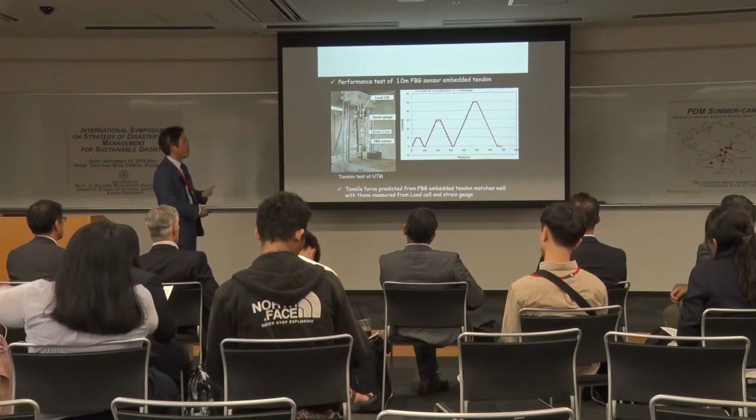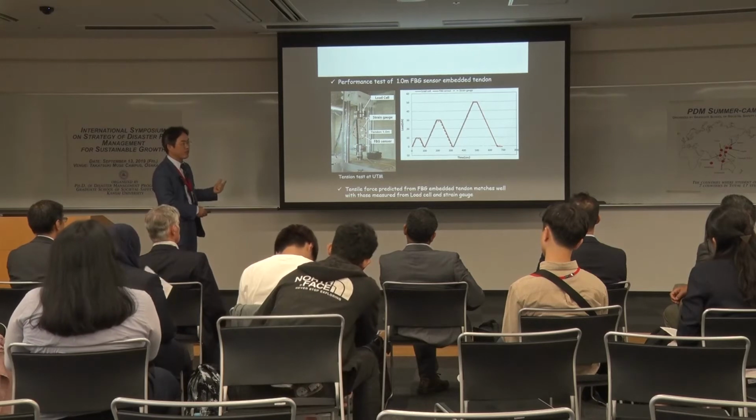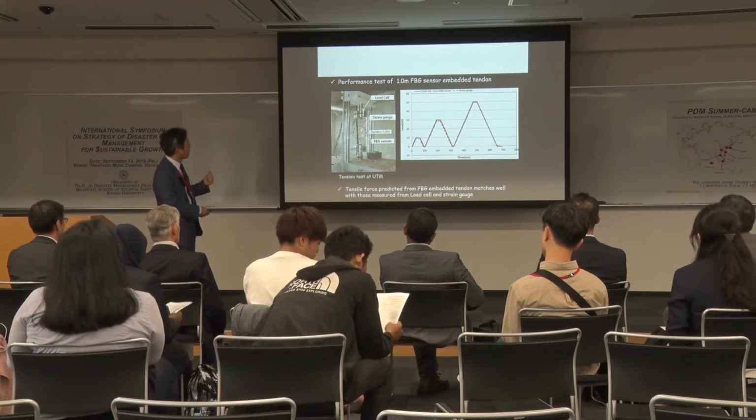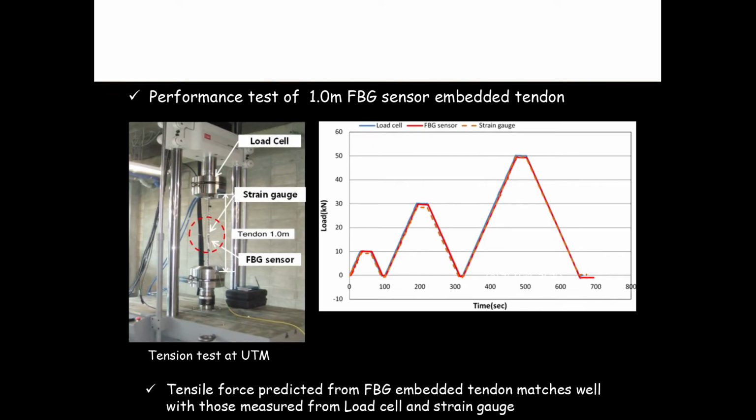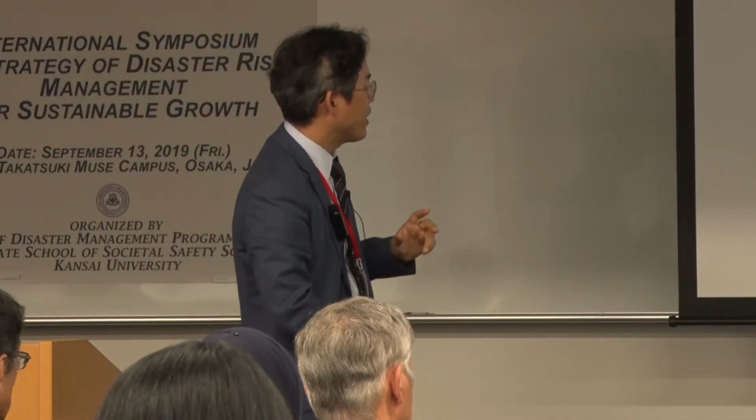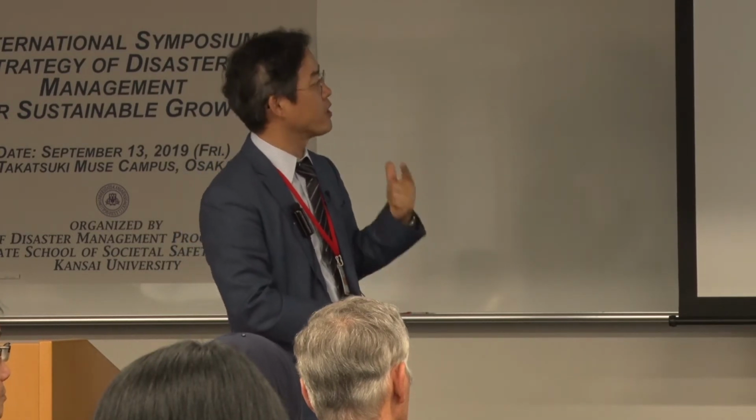I confirmed whether the sensor works well. This is a load cell outside, and the strain gauge sensors are very close to the FBG sensors. And you look at here, by changing the load, the load measured from the FBG sensors matches with the load cell and strain gauges. So the tensile force from the FBG sensors may represent the force, such as the load cell and the strain gauges.